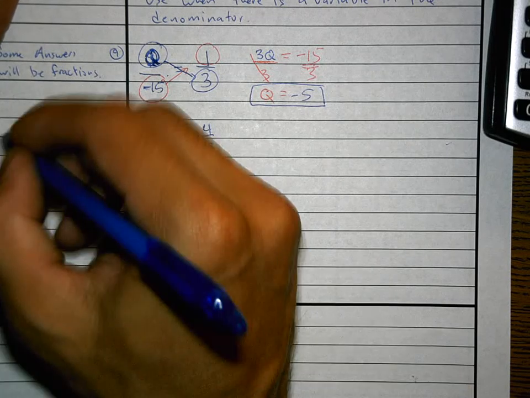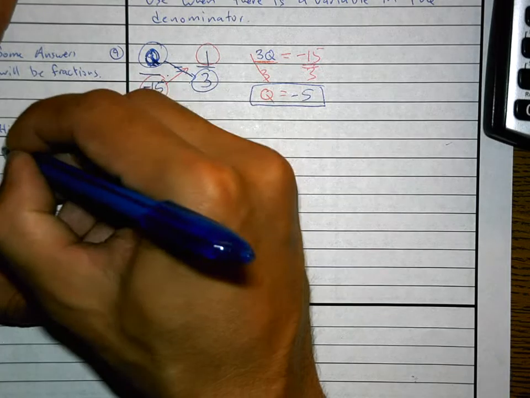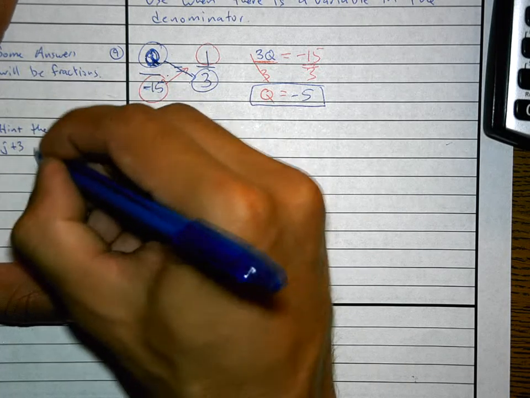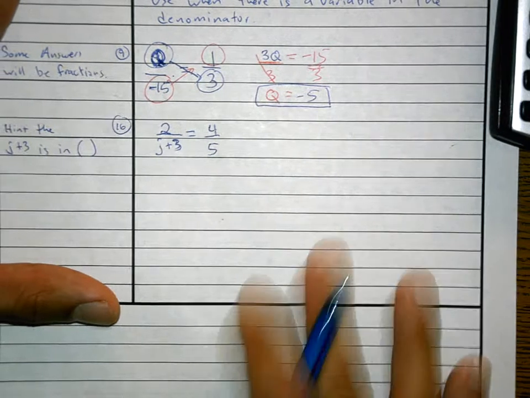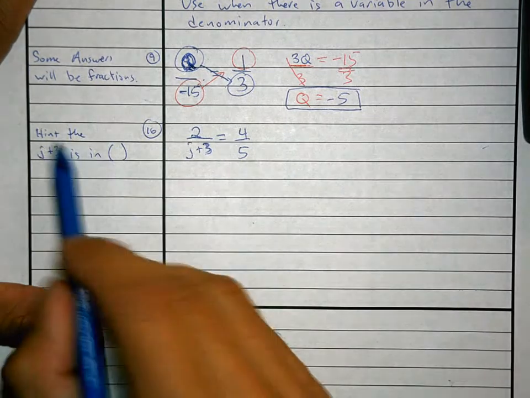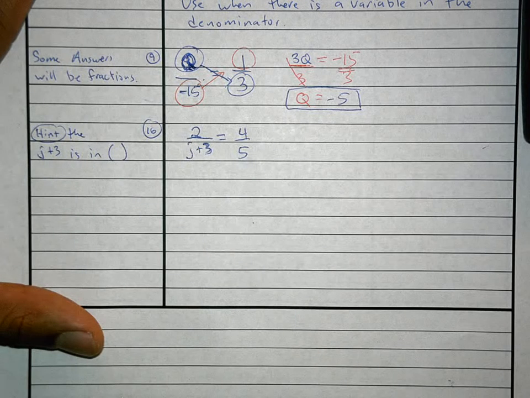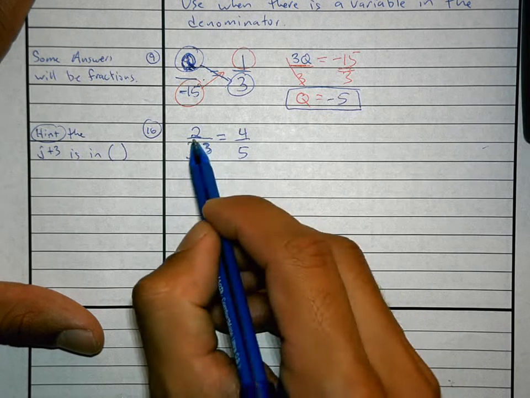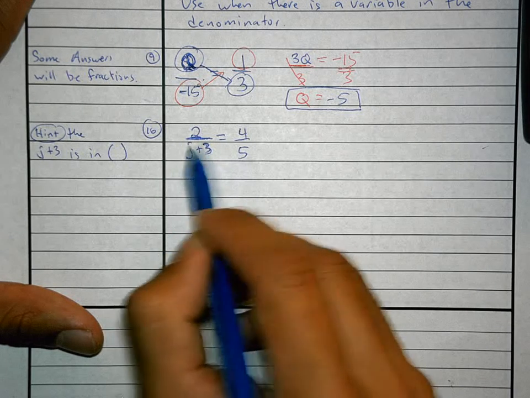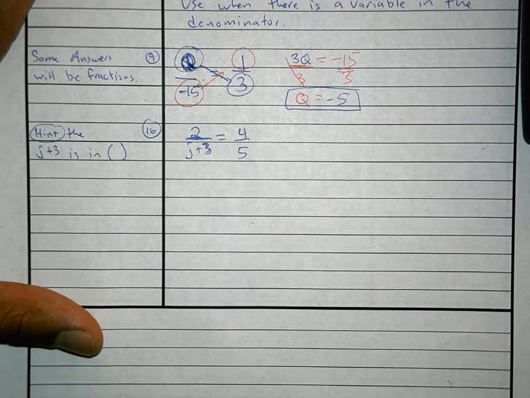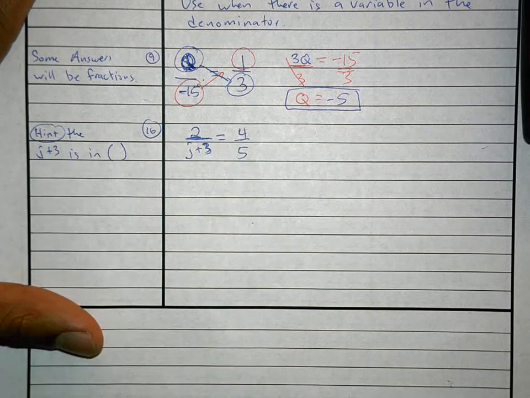I'm going to put a little hint right here. Hint. The j plus 3 is in parentheses. Let me move this over so you can see. Hint. The j plus 3 is in parentheses. If you don't see it, this line right here means that this is a group. You're dividing by this whole group of j plus 3. In your order of operations, you have to know that that j plus 3 is in parentheses.